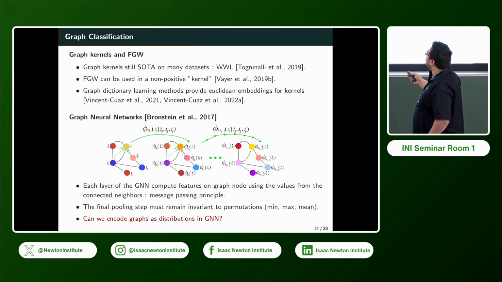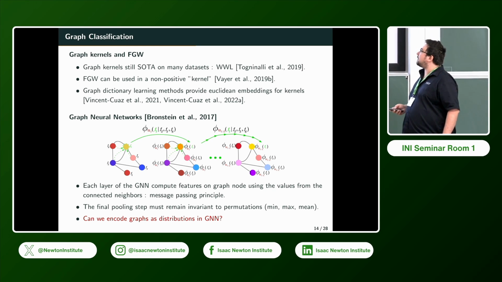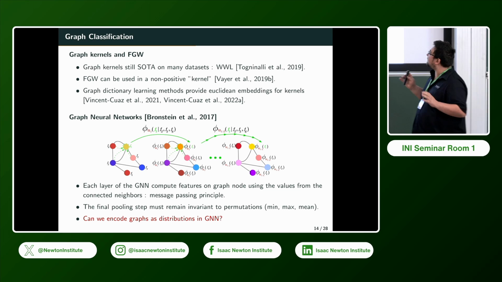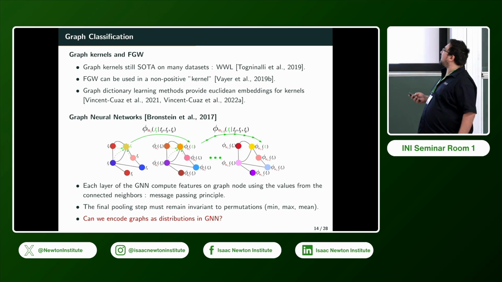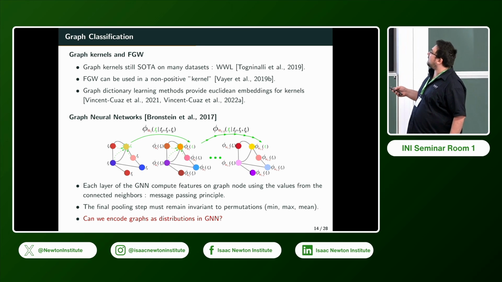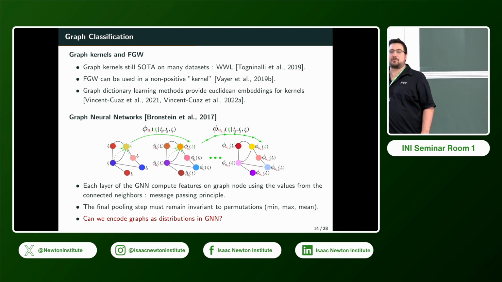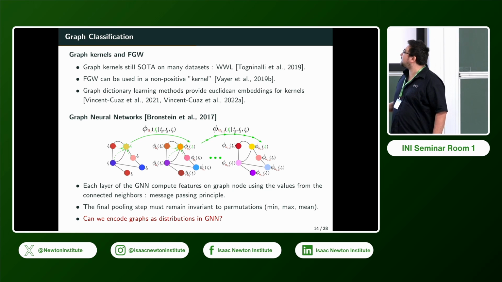This is a classical problem. There are a lot of methods, okay? I'm not going to talk about all of them, but for a while, and still in some cases, people tend to forget that graph kernels are state of the art, okay, to measure similarity between graphs, so that you can then use this kernel to train an SVM or whatever you want. And FGW does not lead to a positive kernel. That's a problem. If you do exponential of minus FGW, it is not a positive kernel.